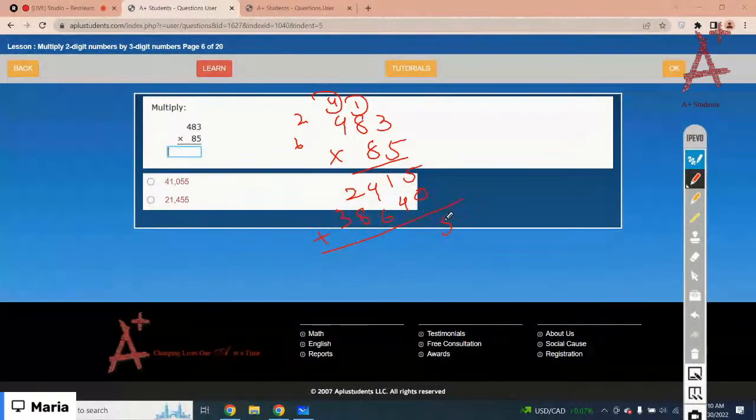Got it? 5 plus 0 is 5. 4 and 1 is 5. 6 and 4, 10, 0 and 1 carry. 8 and 2, 10 and 1, 11. 1 and 1 carry. So 3 and 1 is 4. It would be 410,055. Got it? Option number 1 is the correct one. So just select the correct option and click on the OK button.